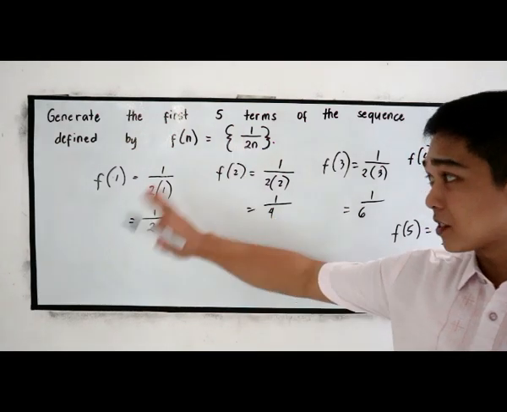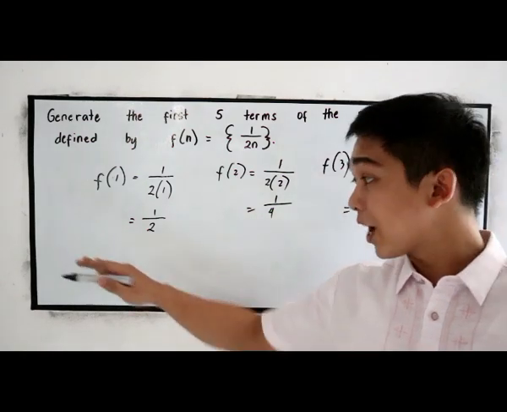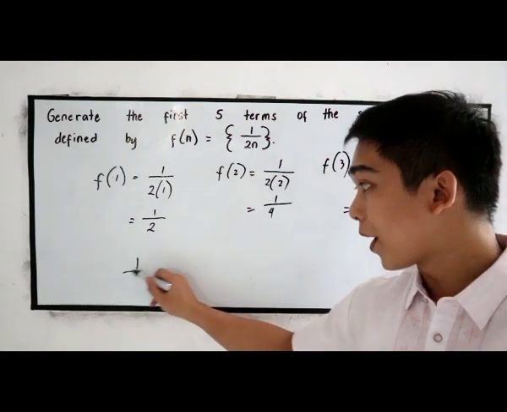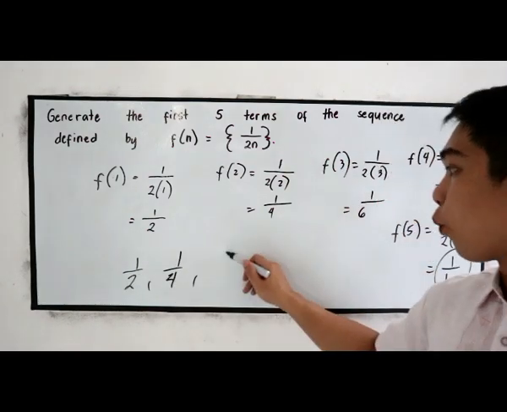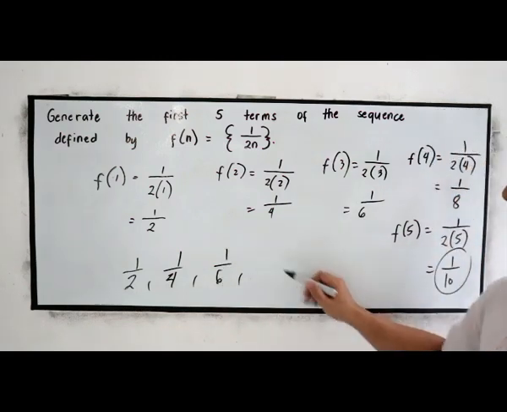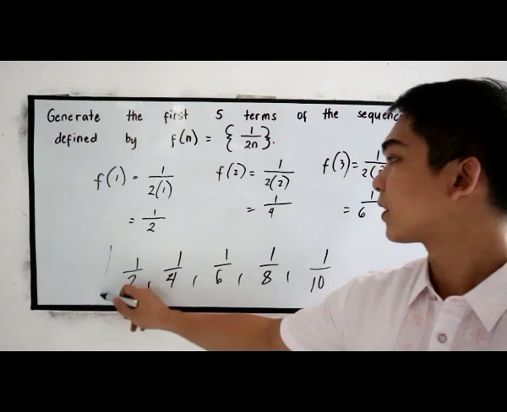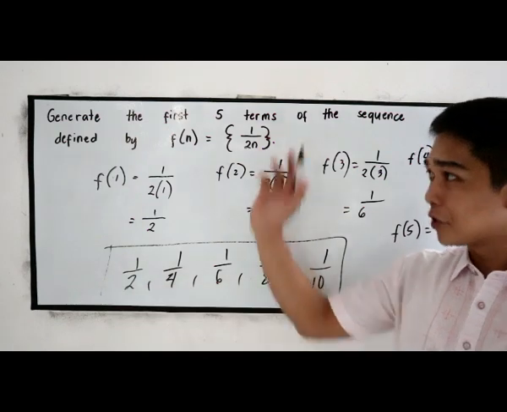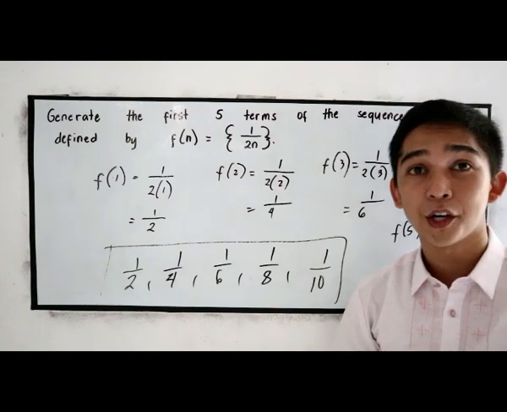First 5 terms, the first, second, third, fourth, and fifth. Now let us try to write our sequence. So our sequence is 1/2, 1/4, 1 over 6, 1 over 8, and 1 over 10. This is now our first 5 terms of the sequence defined by f of n is equal to 1 over 2n.